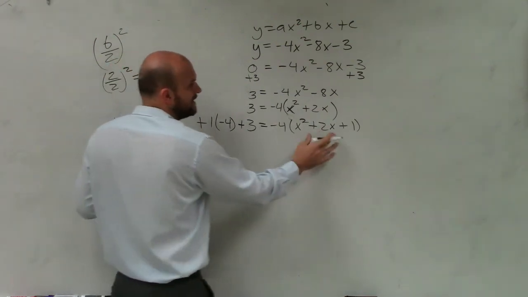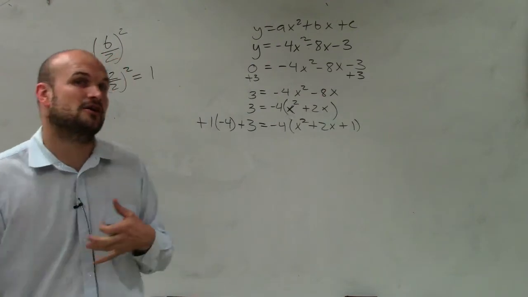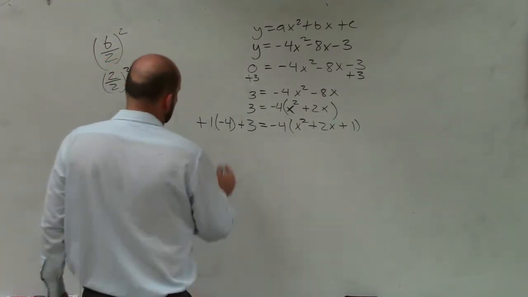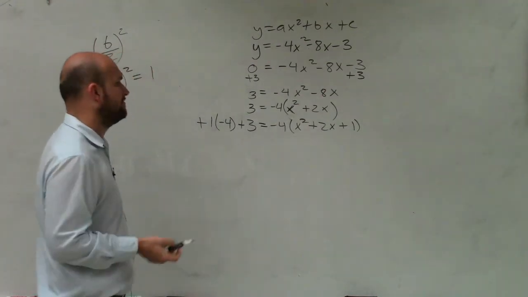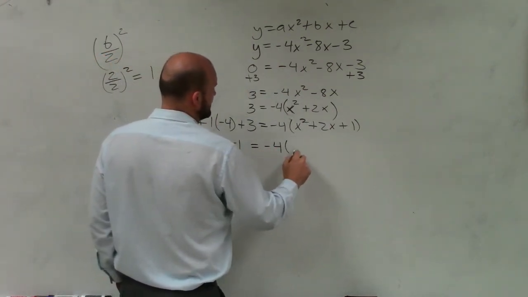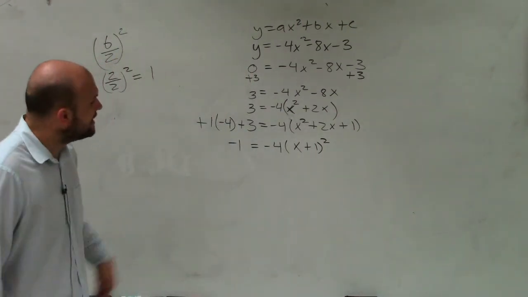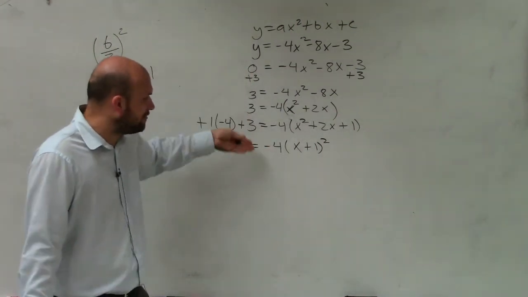So now we have a perfect square trinomial. X squared plus 2x plus 1 can be factored down to the binomial squared, x plus 1. This 1 times negative 4 is negative 4, plus 3 is going to be a negative 1, equals negative 4 times x plus 1 squared. Okay, so now I just need to solve for my x.